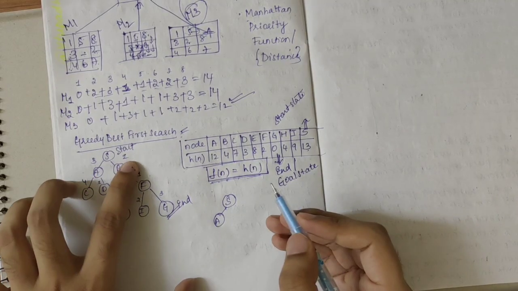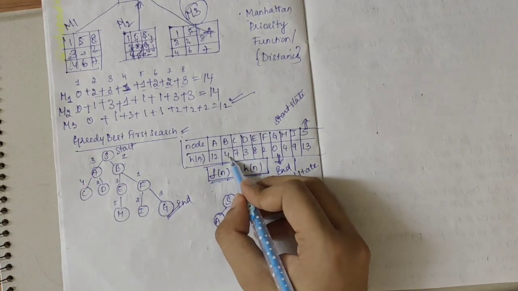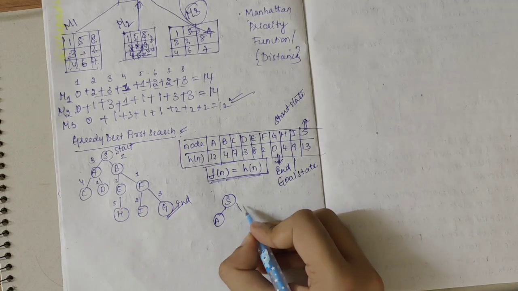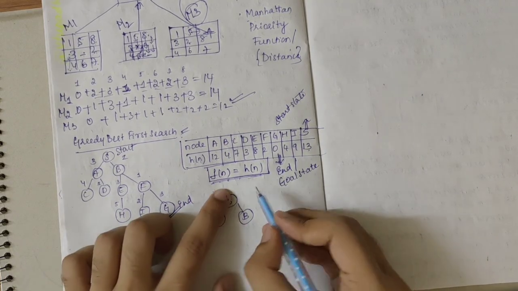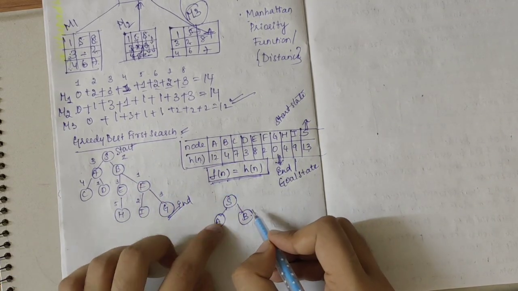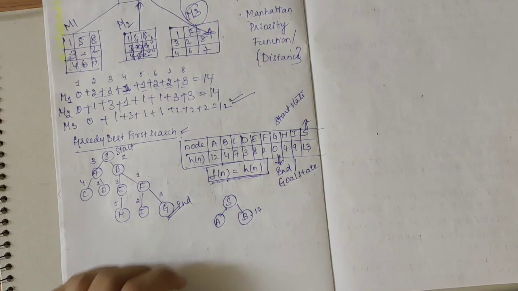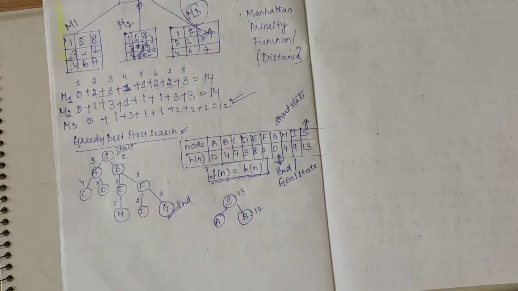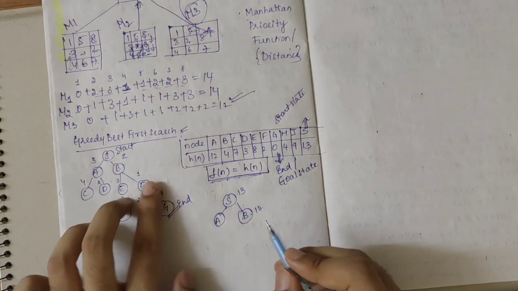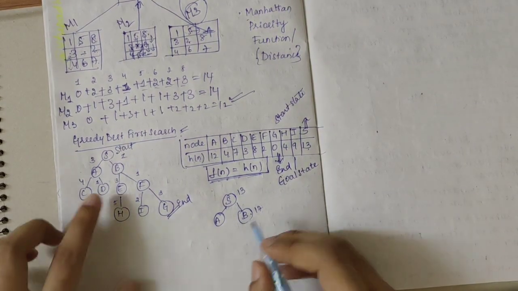And then for b I have 4 here. I'll write b here. So here 13 plus 4 and 13 plus 12. So 13 plus 4 would be 17, right? So I'll write 17 here. Here 13.